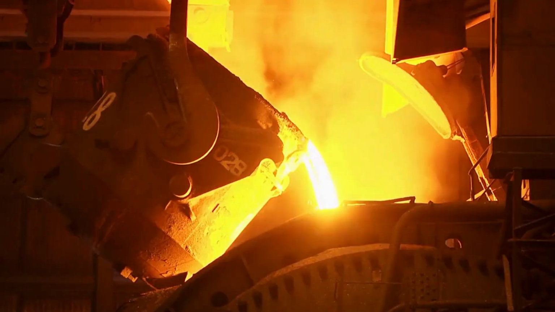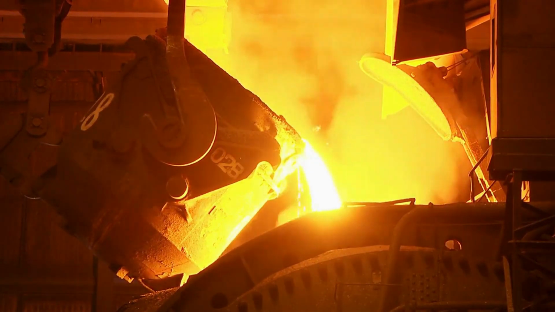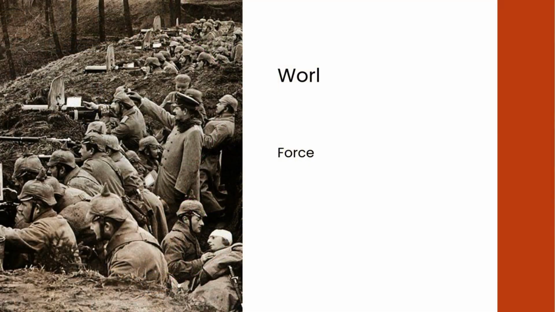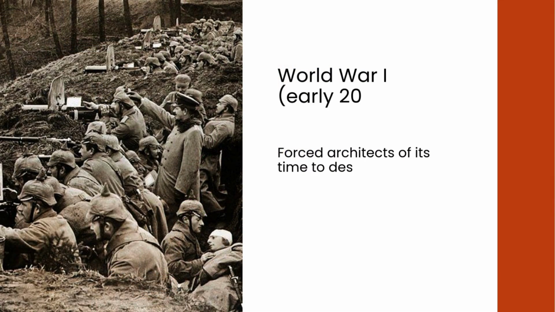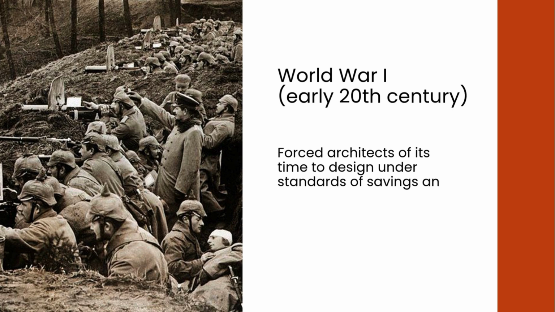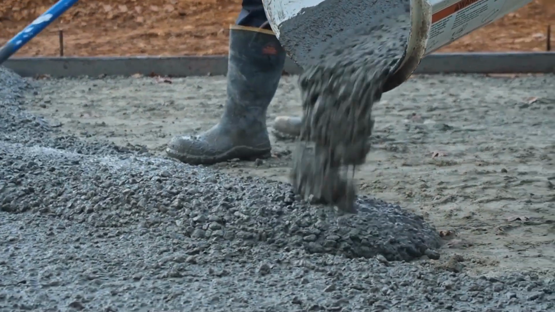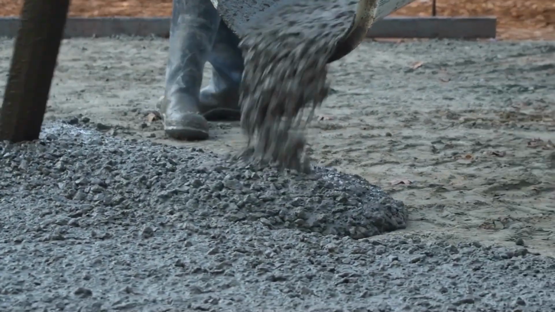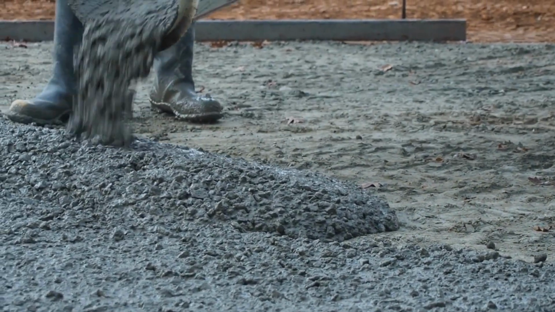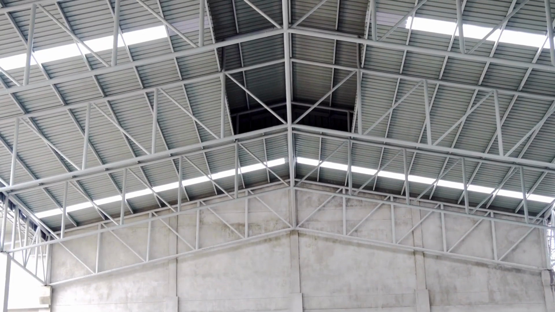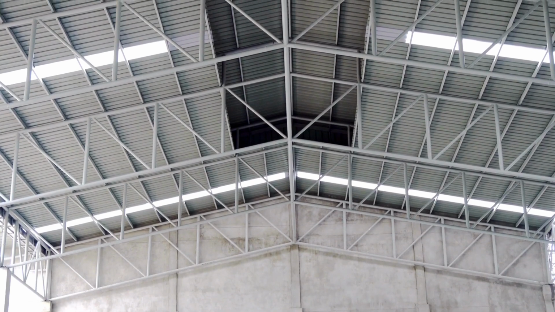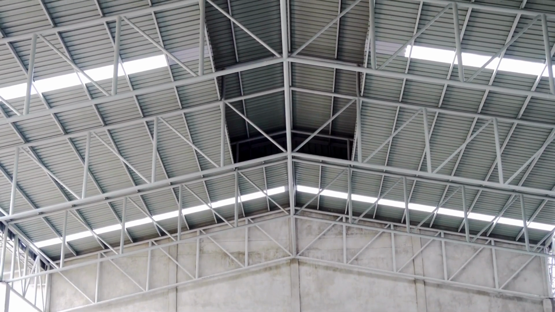Meanwhile, World War I at the beginning of the 20th century forced architects of that time to design under standards of savings and austerity due to the impact the war had on the European economy. For this reason, modern architecture, which originated around 1920, built its works between concrete panels and steel structures, without decorations, adornments, or elements outside the essential. It also rejected any historical inclination, representing a watershed in design trends.